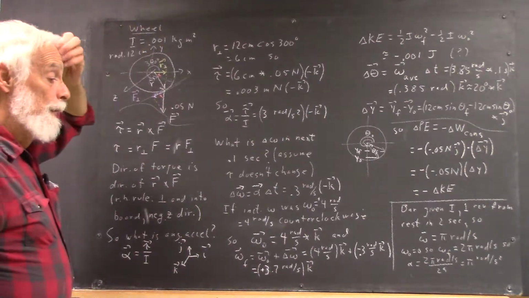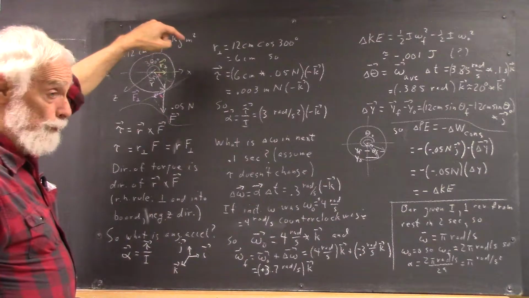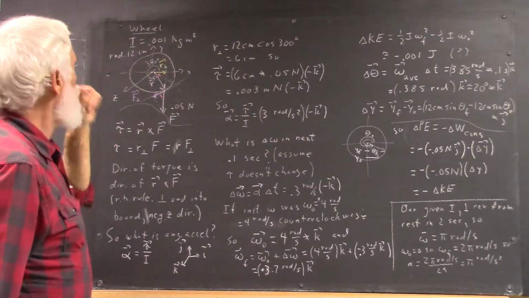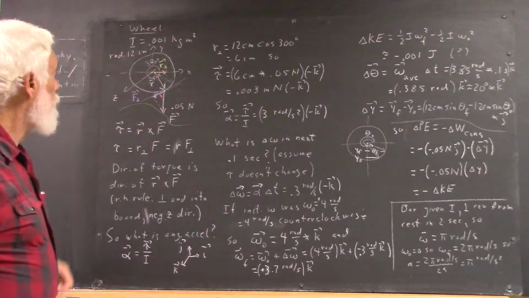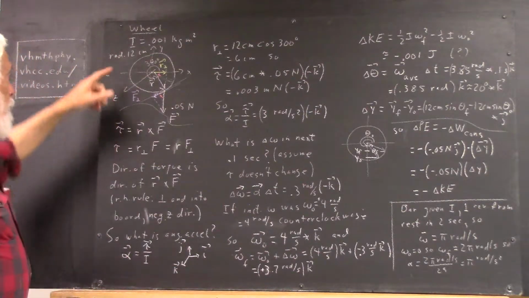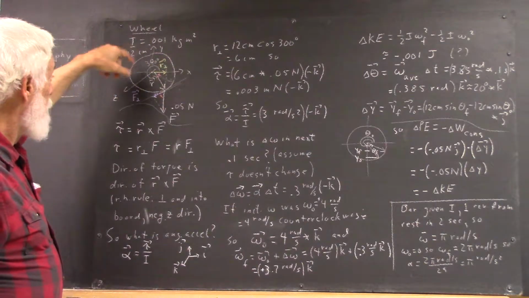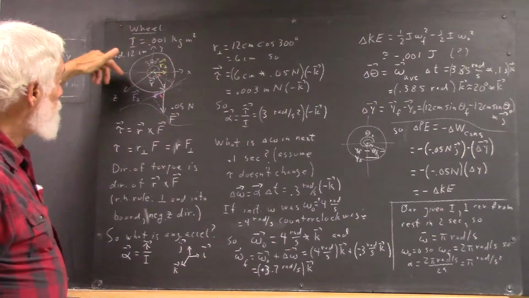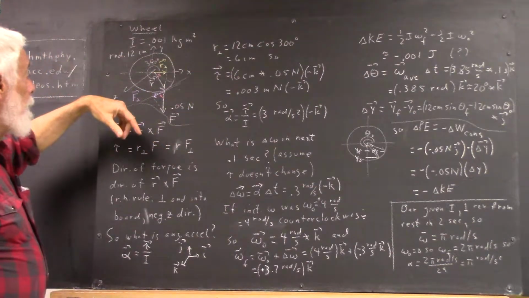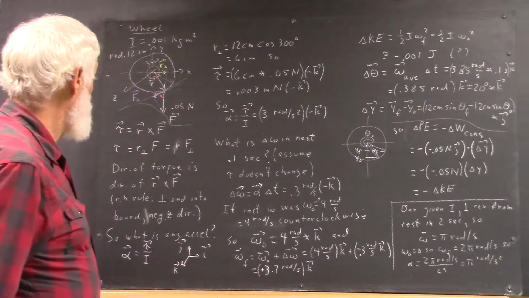We estimated that the moment of inertia of the wheel might be about 0.001 kilogram meter squared. It's probably a little higher than that, probably closer to 0.002, but let's just go ahead and use the 0.001. Radius of 12 centimeters, so we model the wheel with an XY coordinate plane, Y vertical, X in this direction, centered, of course, on the axis of rotation.